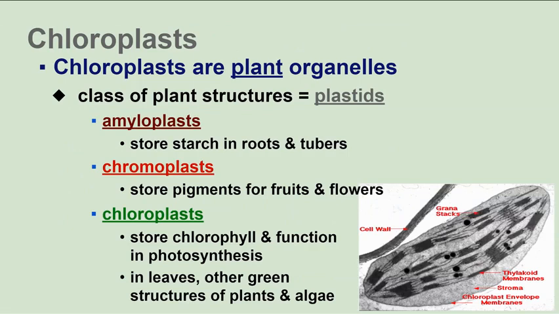Chromoplasts store pigments for fruits and flowers. So we talked about storing pigment molecules in the central vacuole, and that does also happen. But the chromoplasts do this as well in plant cells that need to have some kind of color. And then the chloroplasts, they store chlorophyll and then function in photosynthesis. And chlorophyll is actually also a pigment molecule. It just happens to also have this other function in photosynthesis. In leaves, so the chloroplasts are specifically in leaves and other green structures of the plants and algae.